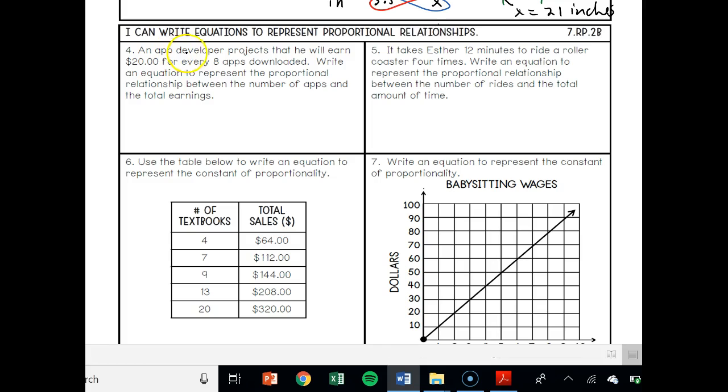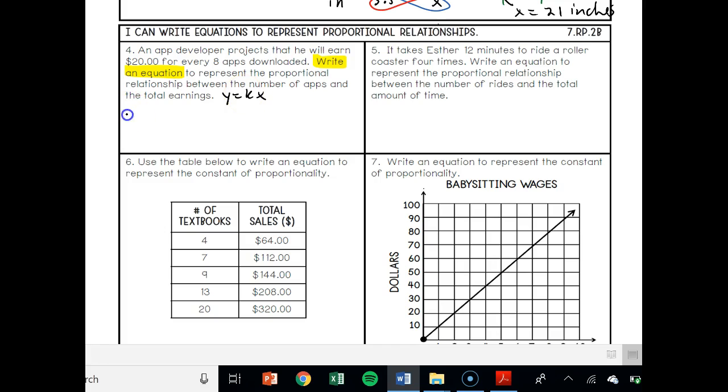So it says an app developer projects that he will earn $20 for every 8 apps downloaded. Write an equation to represent the proportional relationship between the number of apps and total earnings. So basically, again, when it says write an equation, all we're going to want from you is to say y equals kx, right? Now you just got to find out what the k is.